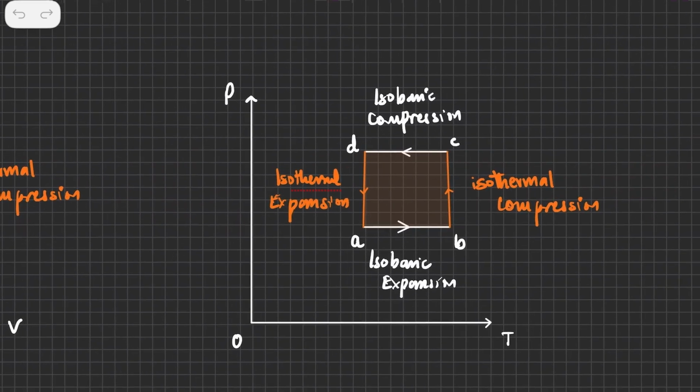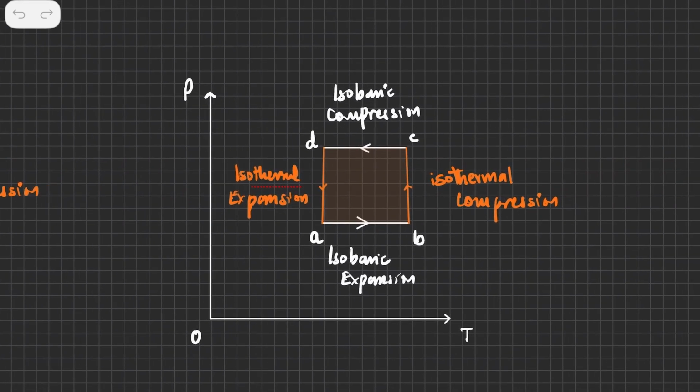Now there is one more graph they have asked us for, that is PT graph. So for PT graph, again you should watch only where point A is. Now A, starting with A, they have said that it's an isobaric process, so the pressure remains constant. Then they have said it's an isothermal process, so temperature remains constant. Then they have said it's an isobaric process, so pressure remains constant. And lastly, an isothermal process, so temperature remains constant.